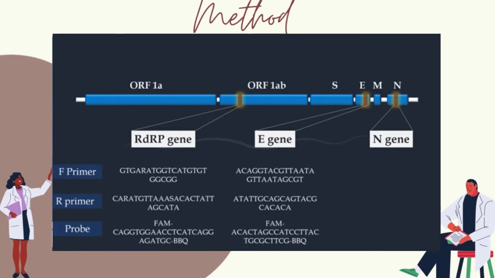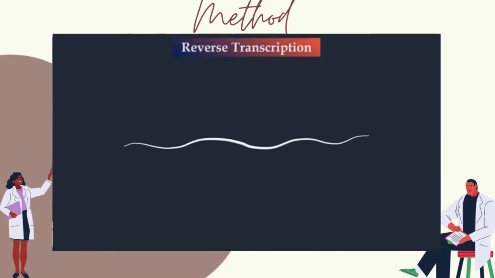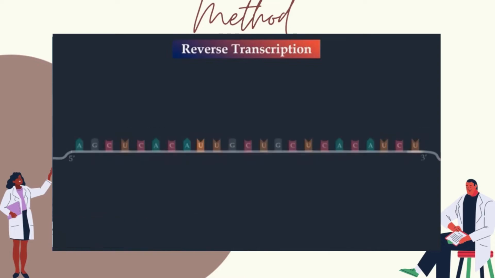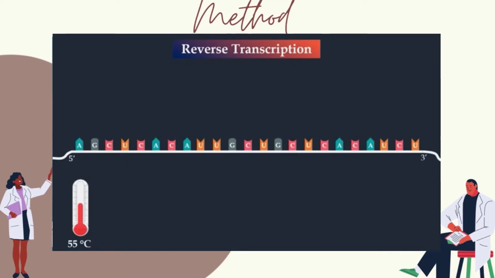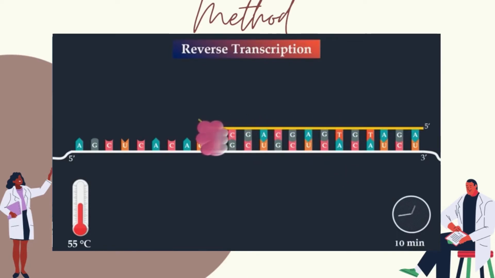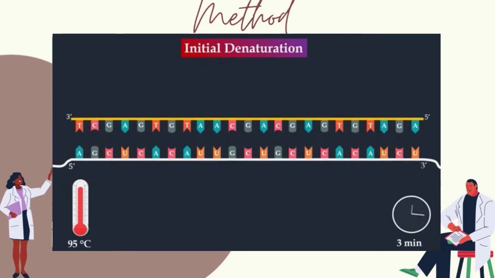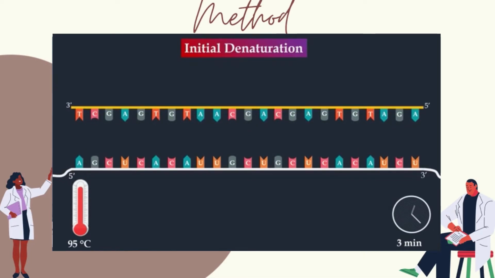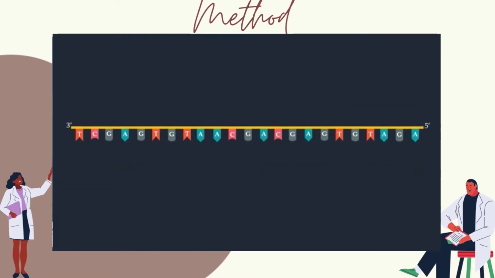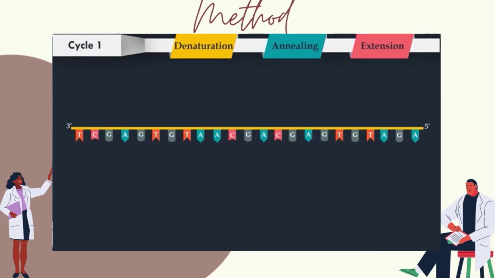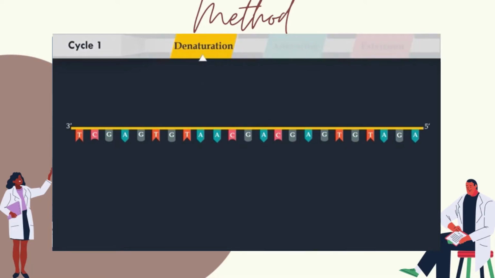The first step in RT-PCR is reverse transcription. First-strand complementary DNA synthesis is primed with PCR reverse primer. Reverse transcriptase will then add DNA nucleotide into 3' end. Next, initial denaturation is applied, causing denaturation of RNA-DNA hybrid. This step is required for the activation of DNA polymerase. PCR consists of series of thermal cycles which are denaturation, annealing, and extension step.